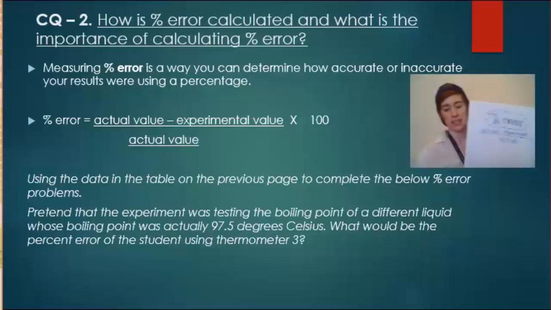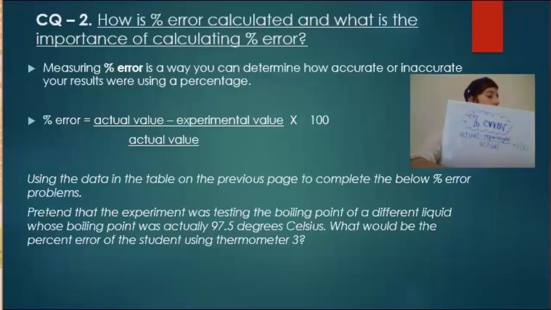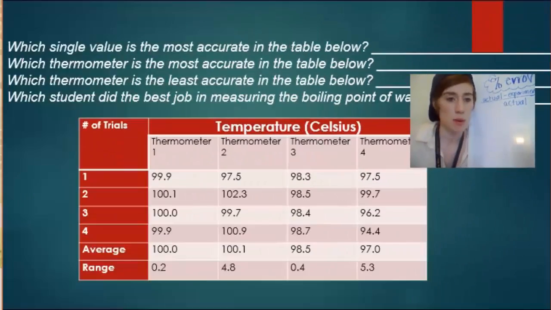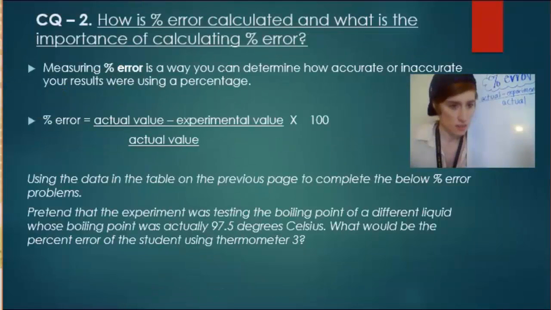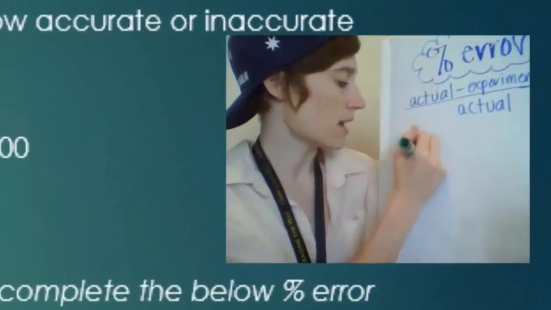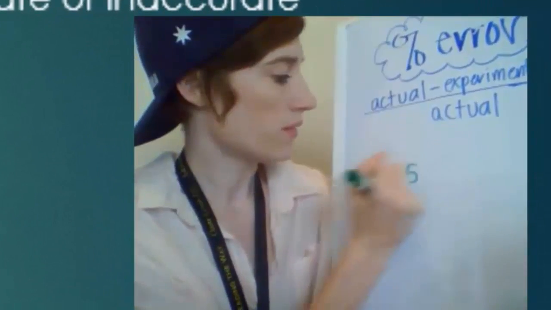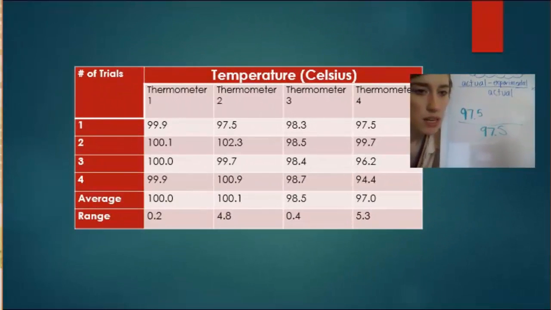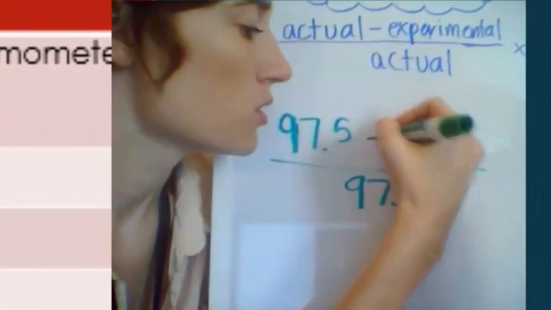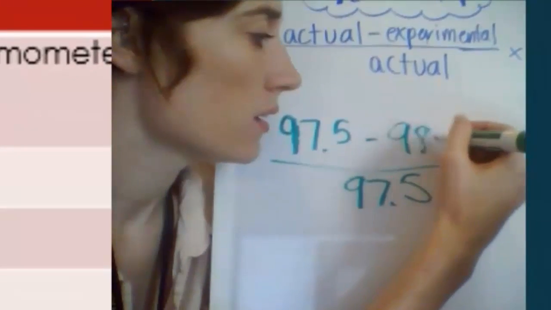So I have my handy dandy board right here. I'm going to show you how to calculate percent error. Pretend that this experiment was measuring the boiling point not of water, but of something else that measures 97.5 degrees Celsius. Okay, so the actual is 97.5. Thermometer number 3 measured their average to be 98.5, so that's the experimental value.